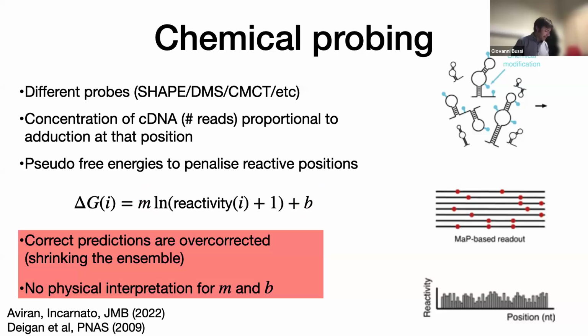And the second thing that I don't like is that in this way, you are basically overcorrecting your prediction when the prediction is already correct. So if a nucleotide is already like 90% paired, and maybe this is compatible with the experiment, you will make it even higher, with a larger fraction of your ensemble paired.